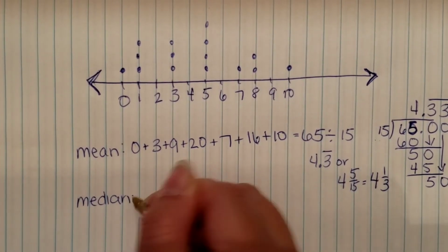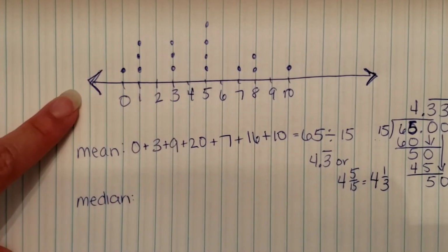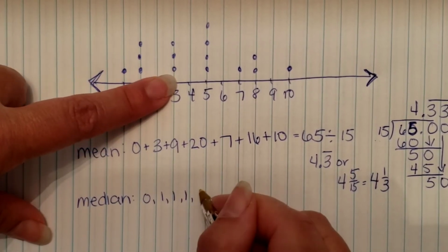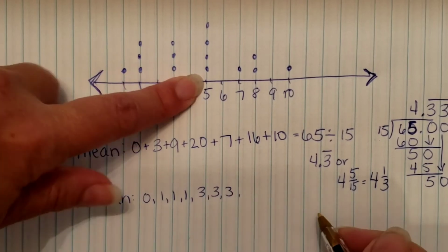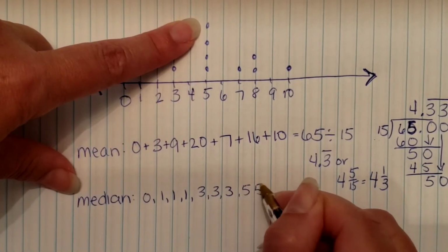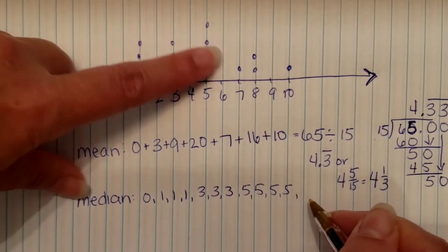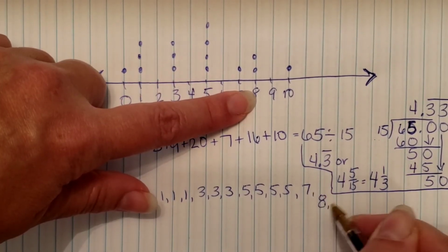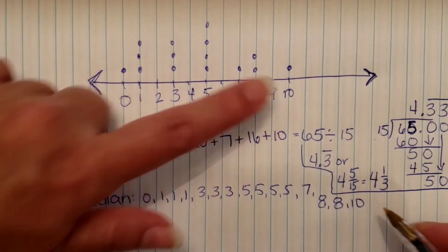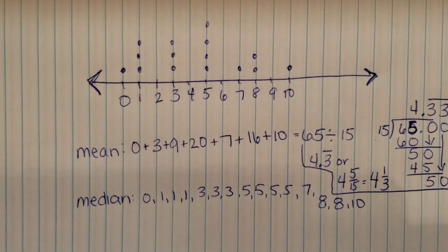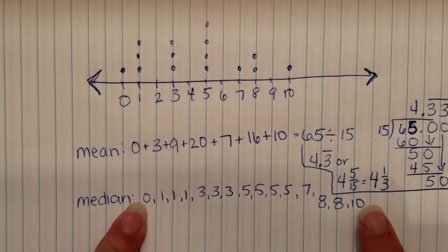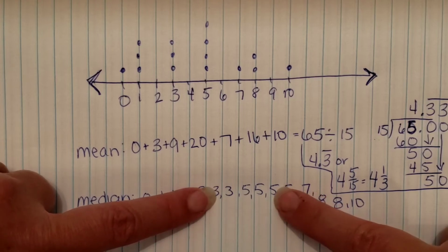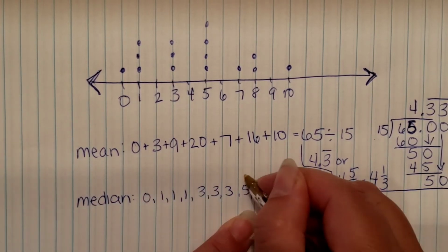For a lot of you, it might really help to actually list all of these out. You have 0, 1, 1, 1. No 2s. I have 3, 3, 3. Then 4 fives: 5, 5, 5, 5. 7. Uh-oh, should have given myself more space there, huh? 8, 8, and then 10. We had 15 pieces of data. I like that I did that because that means I'm going to have one middle number. So count in, boom, boom, boom, boom, boom, boom, boom, boom, boom, boom, boom. My middle number is 5.